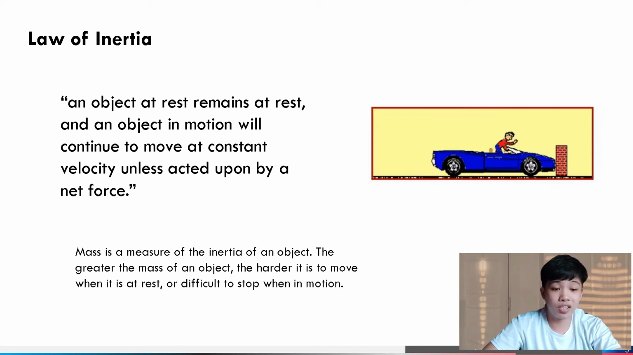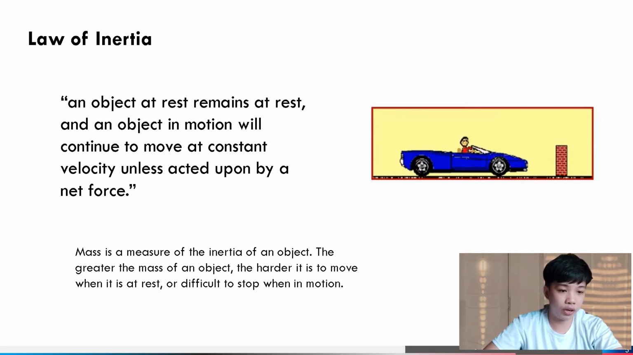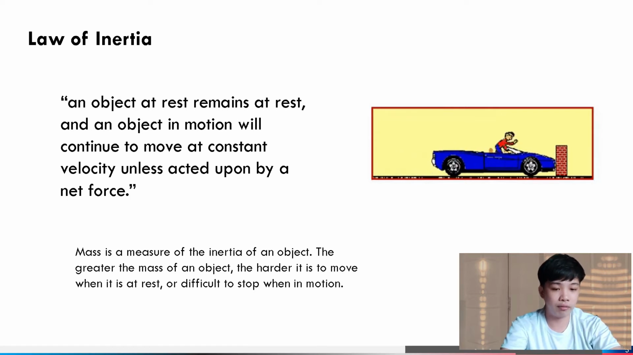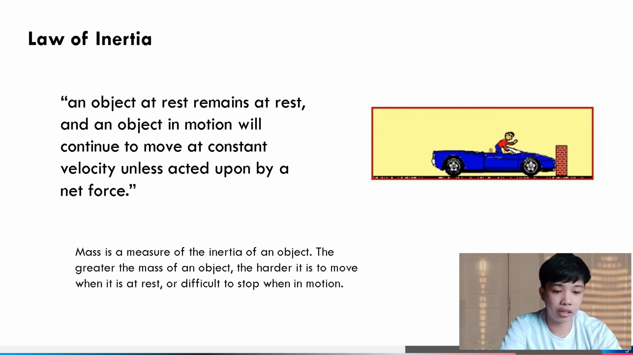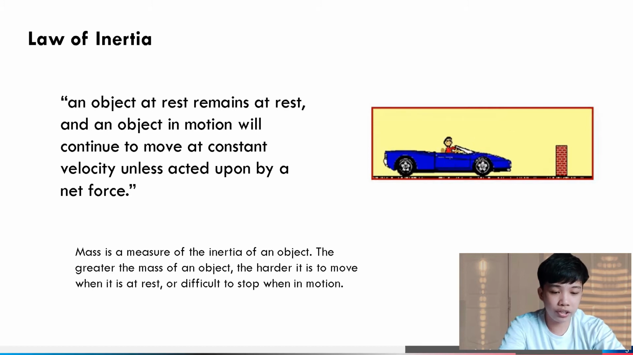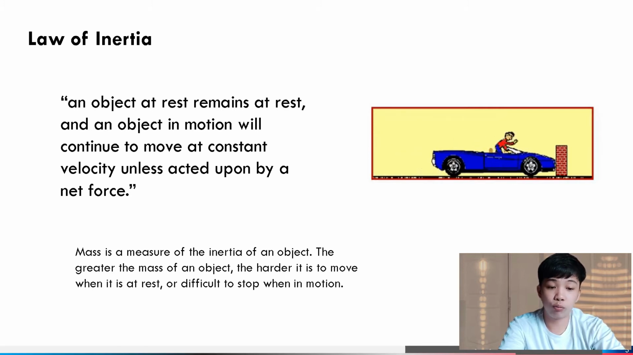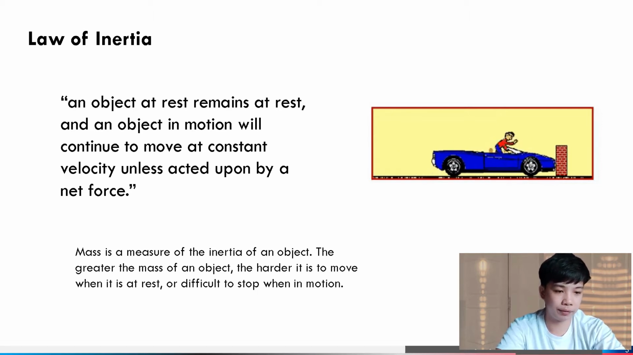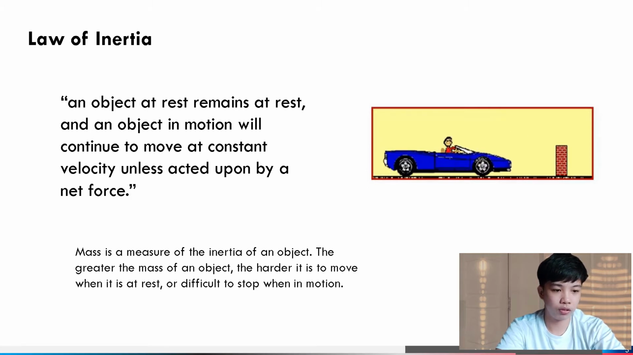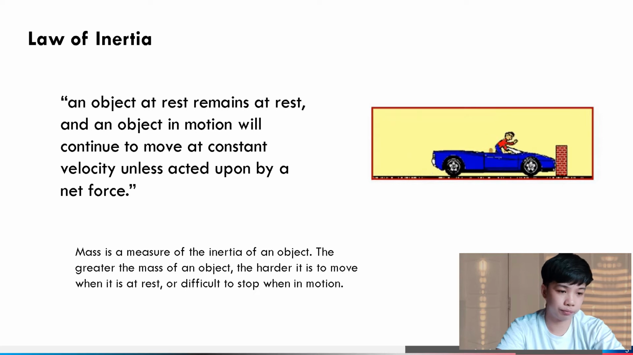it is hard to stop if the object has more mass. For example, the car: if you try to stop a running car, then surely it is very hard, because the car is heavier, or it has greater mass than you, unless you are Superman who could do that. So the greater the mass, the harder for it to move or for it to stop. So it continues to move forward.